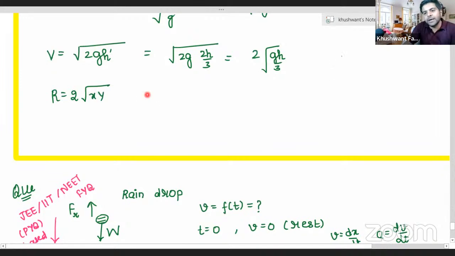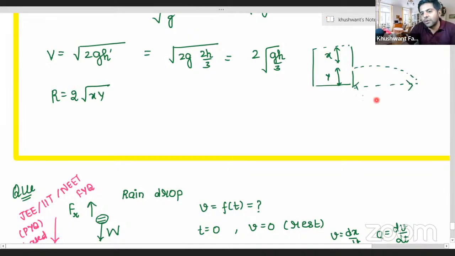x into y means if you have an orifice like this, everybody have a look here. If you have an orifice in a vessel given like this, upward distance from the surface of the fluid is x, lower distance from the base is y. Whatever water comes out from here, its range is given by this formula. Is this clear? Upward height into downward height. Whatever this x is and this y, their multiplication comes over here.